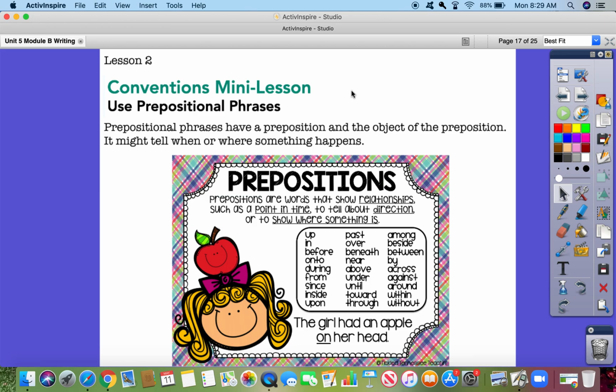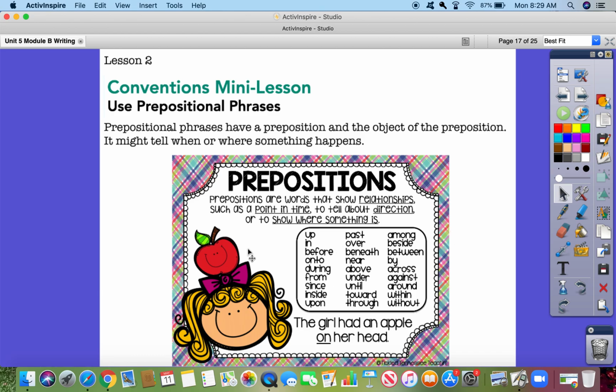Conventions mini lesson, use prepositional phrases. Prepositional phrases have a preposition and the object of the preposition. It might tell when or where something happens. So here are some examples of prepositions. Prepositions are words that show relationships, such as a point in time, to tell about direction, or to show where something is. So here you can see all those different examples. For example, up, in, before, onto, during, from, since, inside, upon, and so forth.